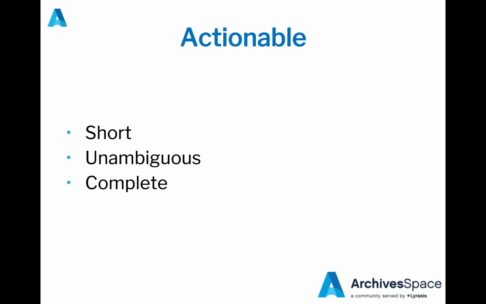So what makes a feature request actionable? Generally being short and to the point is a virtue always. Being unambiguous and easy to comprehend is also something that helps. And being complete in the sense of leaving no open questions and providing detailed information.